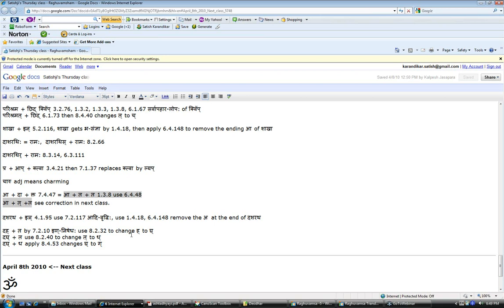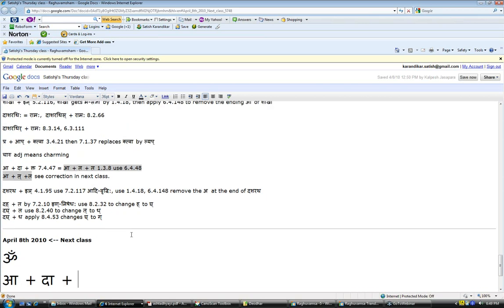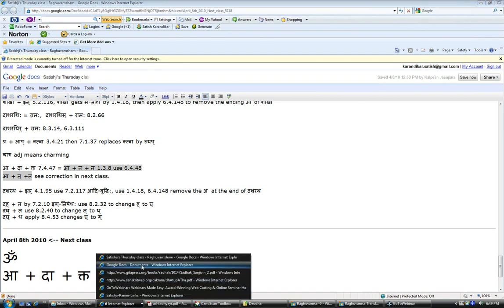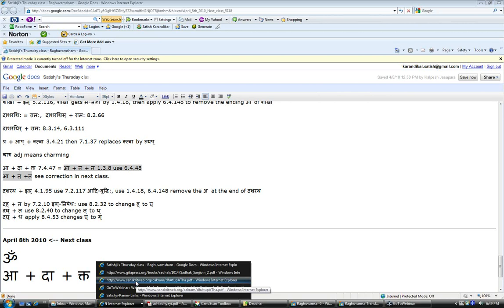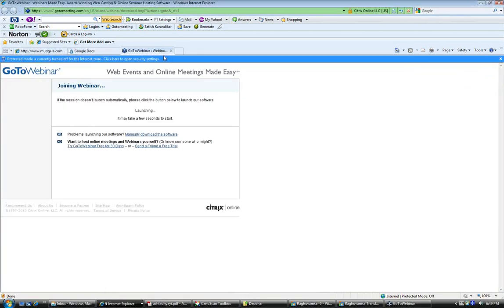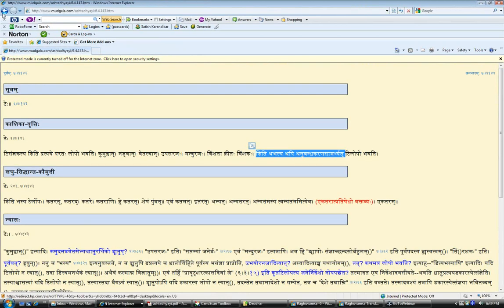So we had A plus Da plus Kta, Adakta. So we are using 7447. And let's look at what 7447 is saying. And there was one very subtle problem which I didn't notice, but I'll tell you what the problem is now: the following sutram also takes anuvritti from this 7447. And that's what I didn't notice.